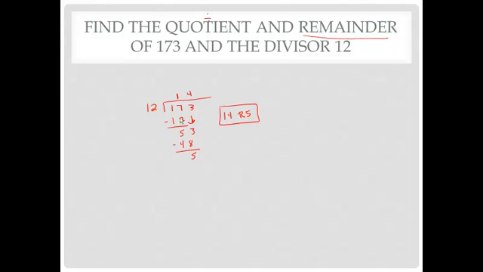Now this is similar to what we did when we converted to mixed numbers, except we didn't write remainder 5. When we converted to mixed numbers, we would have written this answer as 14, place the remainder up top, and then the 12 on bottom: 14 and 5/12. So this is the same thing as converting to a mixed number.